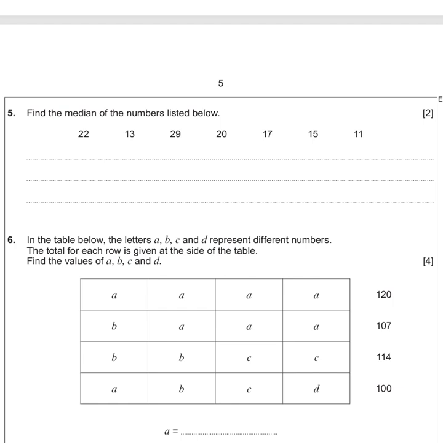Question 5 asks us to find the median of the numbers listed below. Okay, so the median is in the middle of an ordered list. So step 1, we want to order the numbers, and step 2, we want to find the middle number.